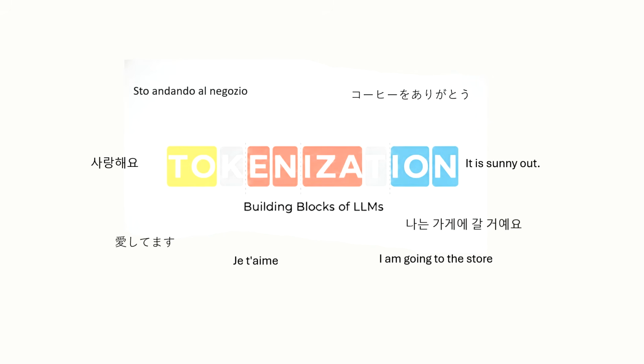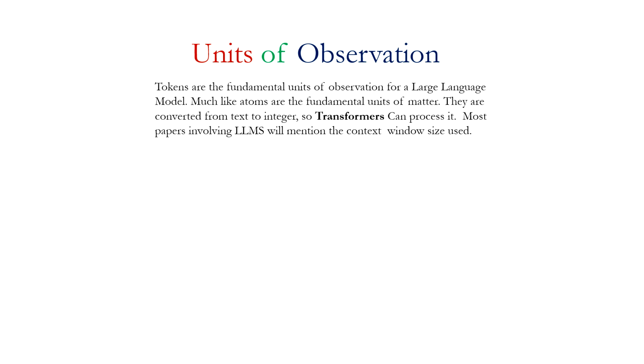Hello. Welcome to Tokenization, the building blocks of LLMs. So tokens are the units of observation, right? They're the fundamental units of observation that large language models use, much like atoms are the fundamental units of matter. They're converted from text to integers so transformers can process it.